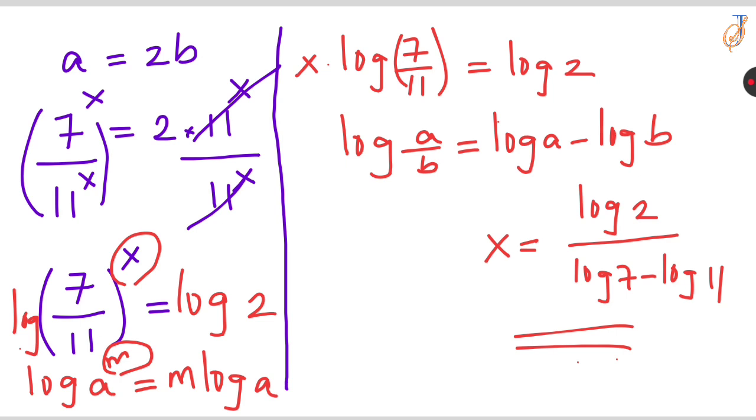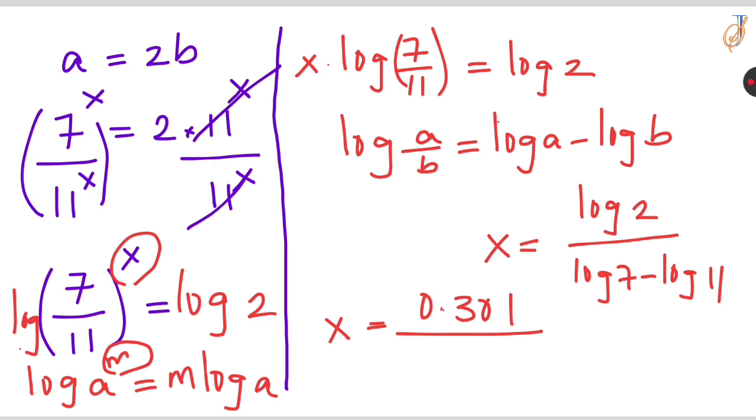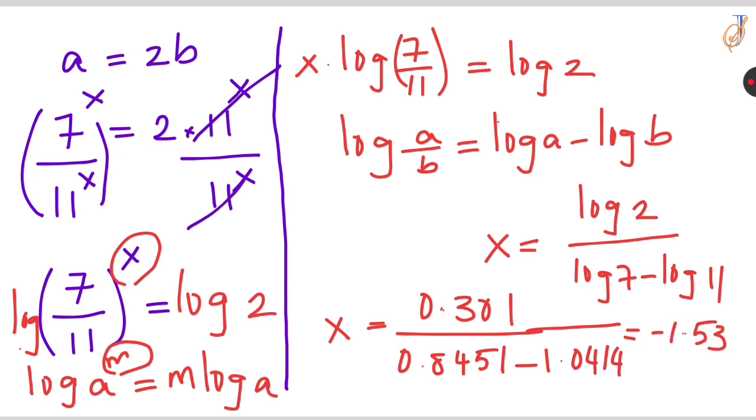If you want to simplify this, you can. We know that log 2 the value is 0.301 and log 7 the value is 0.8451 minus log 11 the value is 1.0414. After simplifying all, you will get minus 1.53. So this is the x value.